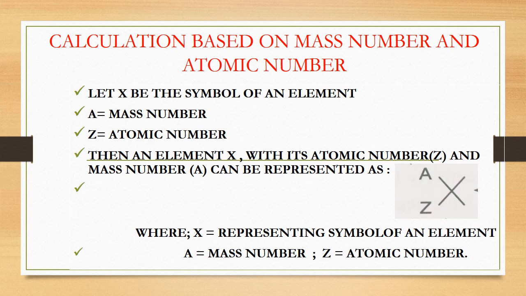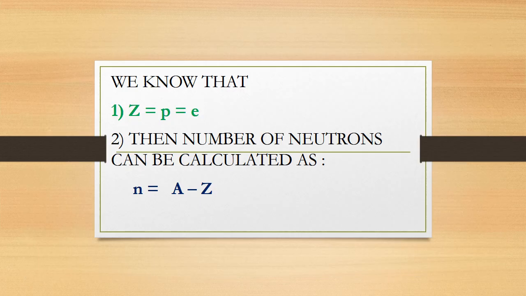All right. So we also note that number of protons means atomic number, right? So I can write it Z equals P. And we also learned that the number of protons will be equal to the number of electrons. So we can combine and frame an equation that Z equals P equals E. It's very important. You need to keep it in your mind.